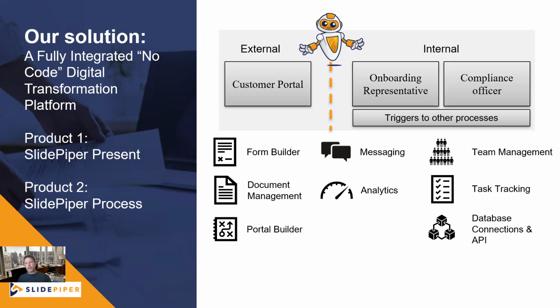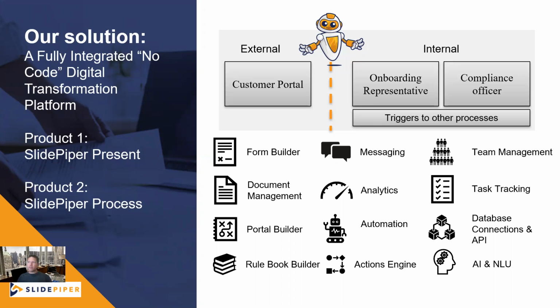We've got task tracking, so we manage all of the different tasks that the client has to do and has done and what needs to be done. Then we have a to-do list of everything that the internal representatives need to do: verify documents, look at data, and so on. We've got database connections, we've got APIs and everything.